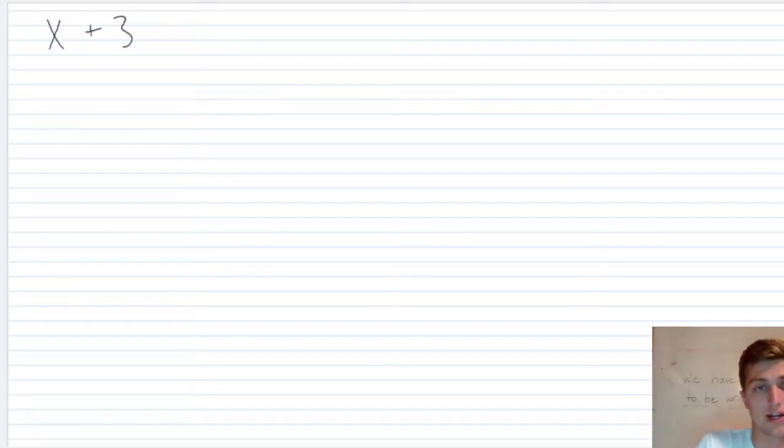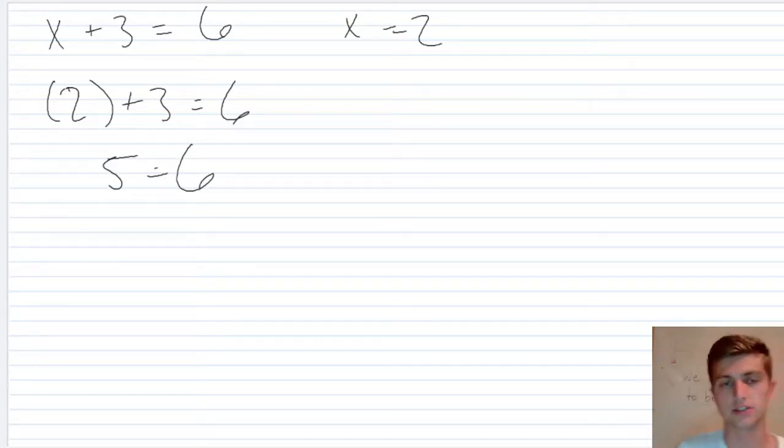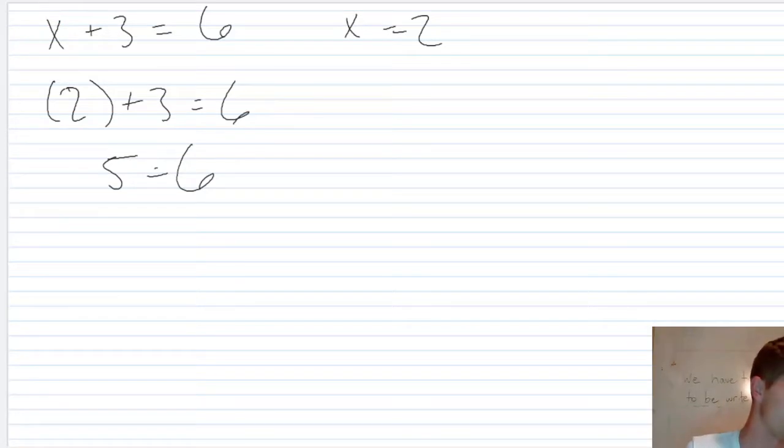x plus 3 equals 6. x still equals 2, so let's do a substitution. Is x equals 2 a solution to this equation? Let's substitute: 2 plus 3 equals 5, equals 6. Does 5 equal 6? No. Therefore, x equals 2 is not a solution to this equation. That's all it means to be a solution.